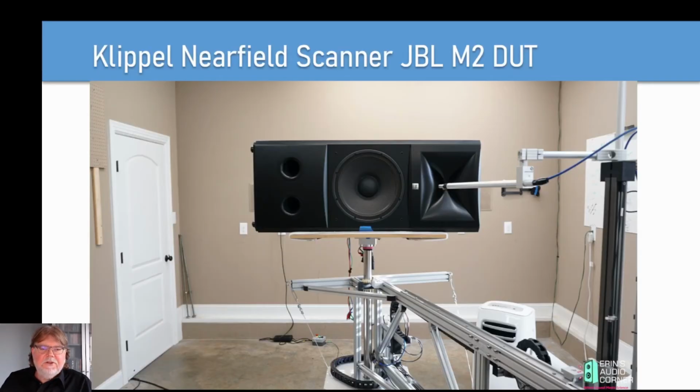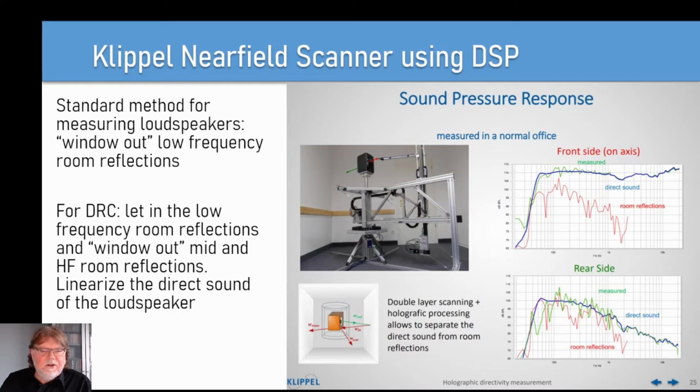Here we have the JBL M2, which is a great sounding and good measuring loudspeaker, as the device under test being measured by a Klippel near-field scanner. The beauty about this near-field scanner is that you don't need an anechoic chamber to actually record the direct sound or the frequency response of the device. This is because the Klippel near-field scanner is also using state-of-the-art digital signal processing. It's able to window out or separate the direct sound from the room reflections.